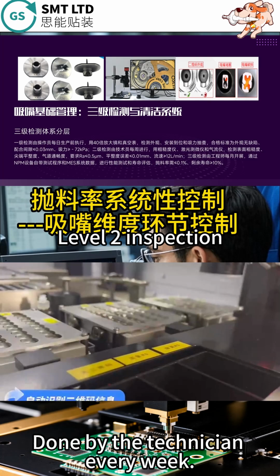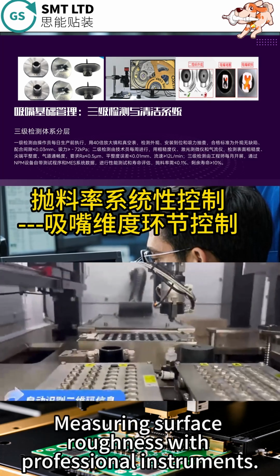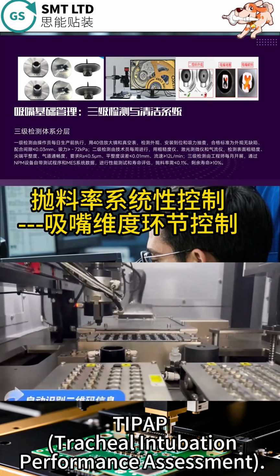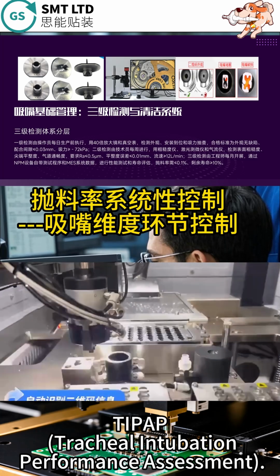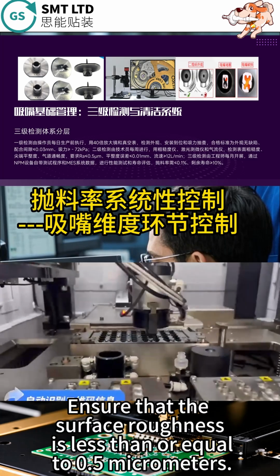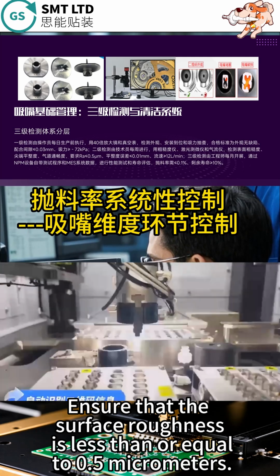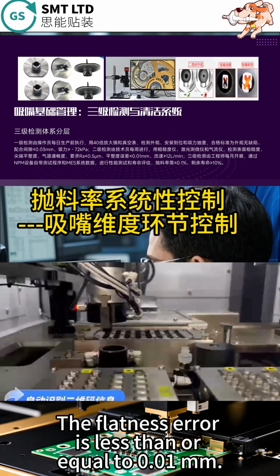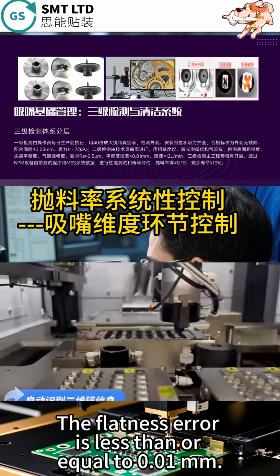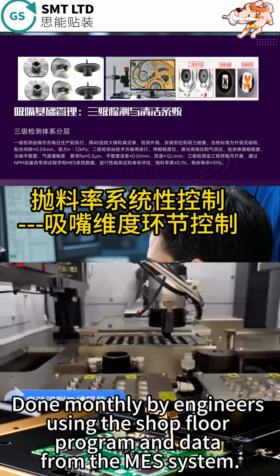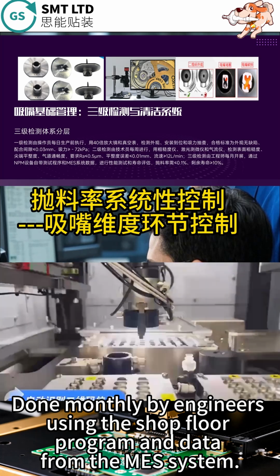Done by the technician every week: measuring surface roughness with professional instruments. Ensure that the surface roughness is less than or equal to 5 micrometers. The flatness error is less than or equal to 1 mm. Done monthly by engineers using the shop floor program and data from the MES system.